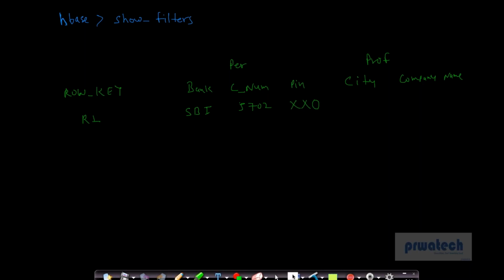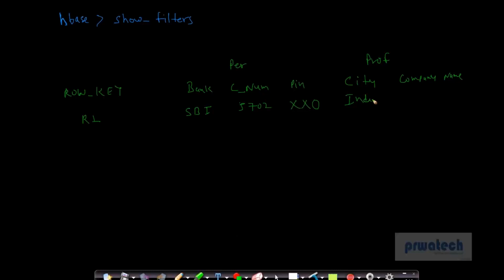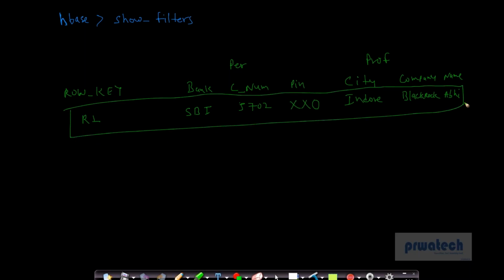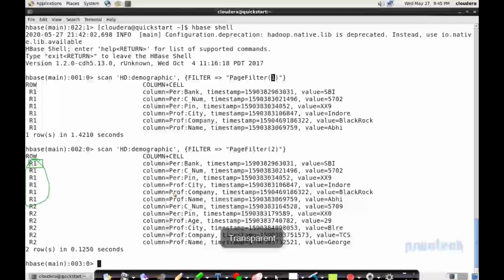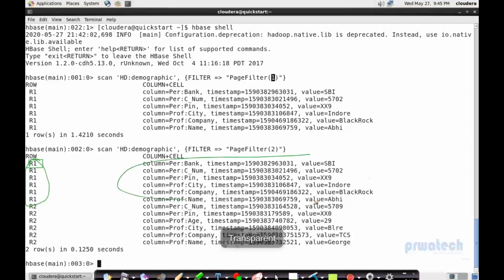Professional entity, we have Indore. This is BlackRock. This is ABI. This is your row key, the same row data you're seeing in this format, because this is the row oriented representation, this is the column oriented representation, isn't it? If you check this result.